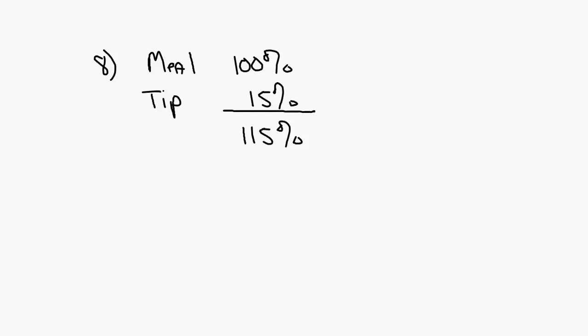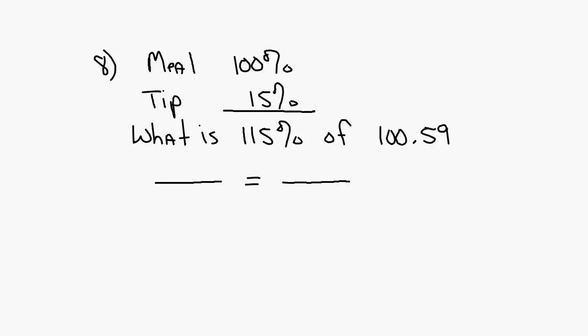So the question you're going to answer in this problem is, what is 115% of the meal price, which was $100.59. So set up the proportion. Is over of equals percent over 100. What is what you're trying to find? The is your x. Of is 100.59. Percent is 115, and it goes over 100.